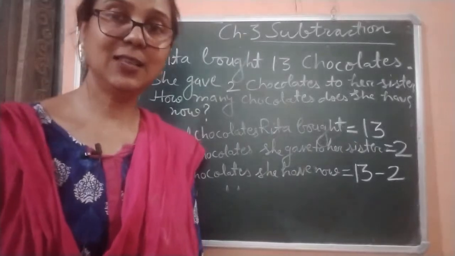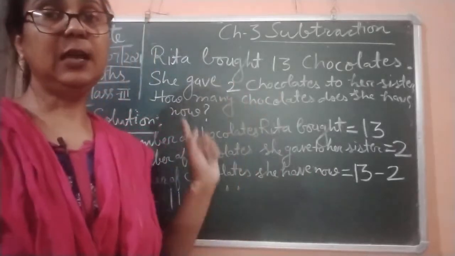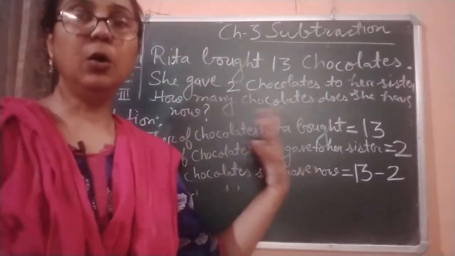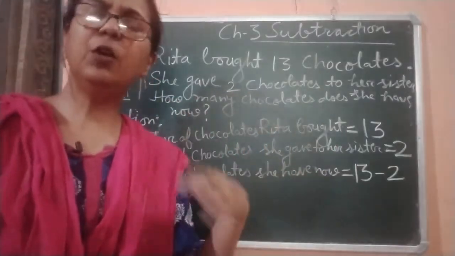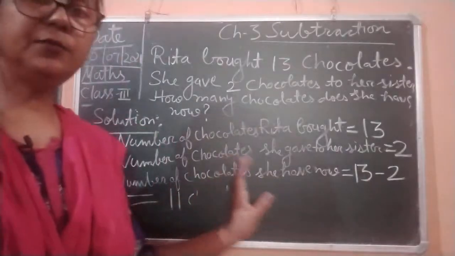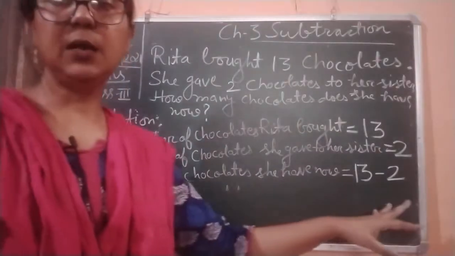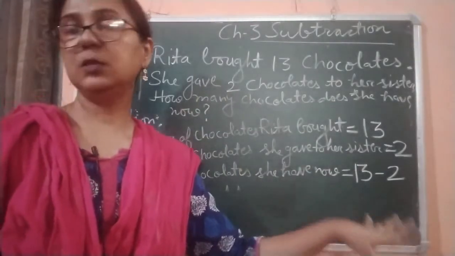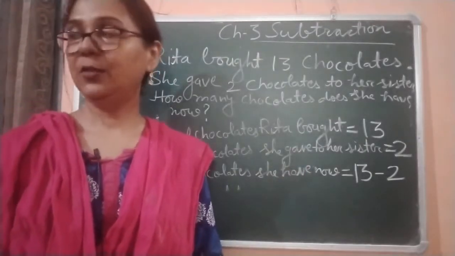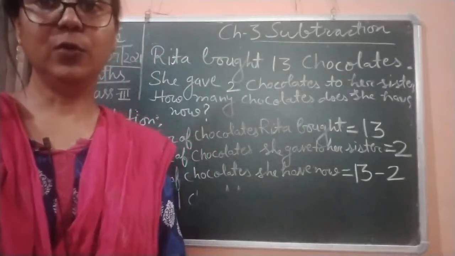So children, that is how we can do a word problem. First we will see the first line, then we will write the first line solution, then the second line: how many given or how many left over, how many flew away, whatever the things are there. So you will write the second line: number of chocolates she gave to her sister. Now number of chocolates she has left over, how many she has now. Then you will write 13 minus 2, and after that you just subtract and you will get the answer. And you can write now she is having 11 chocolates. So that is how we can do a word problem.